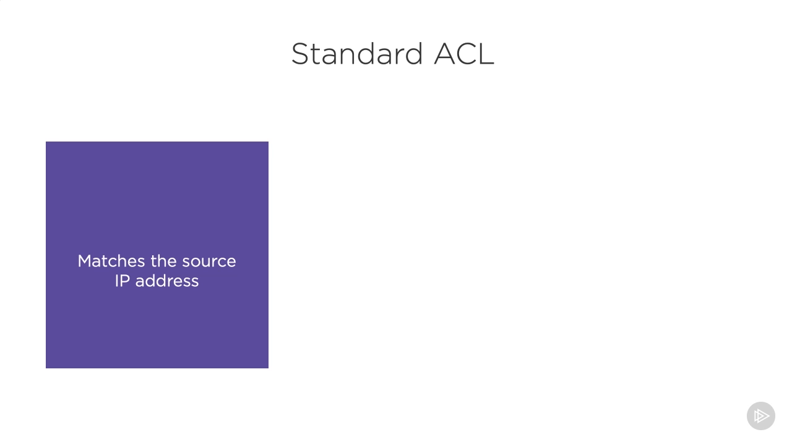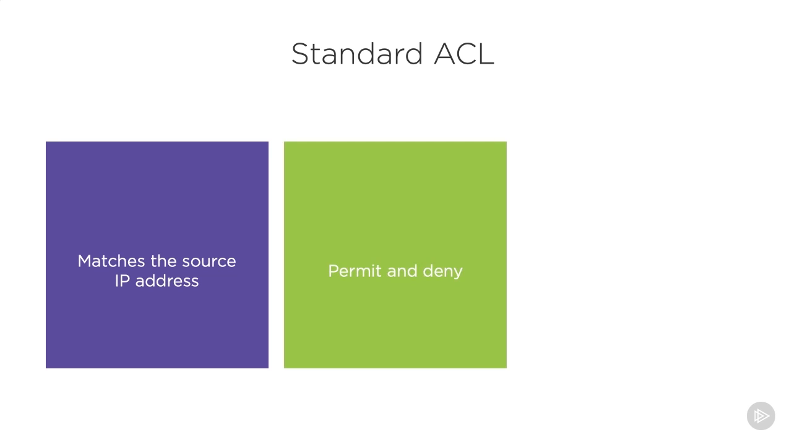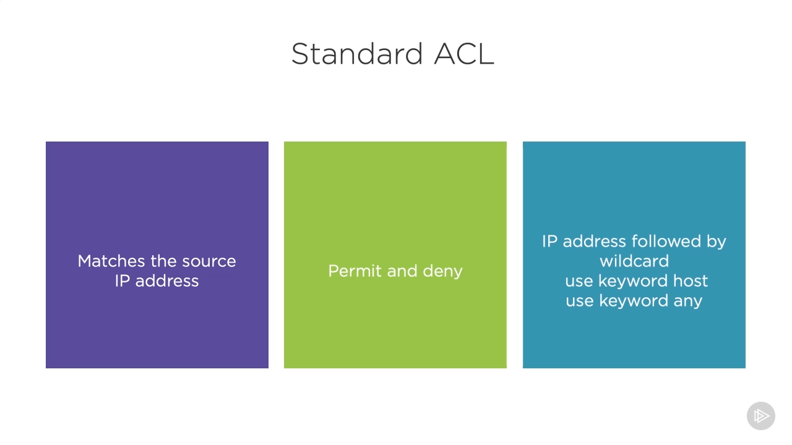The first type of ACL is a standard access control list. A standard ACL only matches on parameters of the source traffic, specifically the source IP address. You can either permit the traffic or deny the traffic. There are three different options to define the traffic. You can define the IP address of the network or host, followed by the wildcard mask. You can use a host keyword, which lets the router know that the IP address that follows is for a single host, rather than a network. Finally, you can use the any keyword, which matches on all IP addresses.